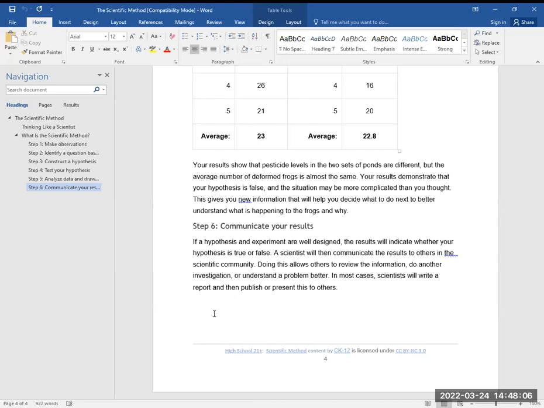So doing this allows others to review the information, do another investigation, or understand a problem better. In most cases, scientists will write a report and publish it or present it to others. More often than not, it is presented in a scientific journal. And a scientific journal has a lot of scientific research that is usually up to date with what is going on in whatever field they are in. Cool? Awesome. So that's it for that portion.